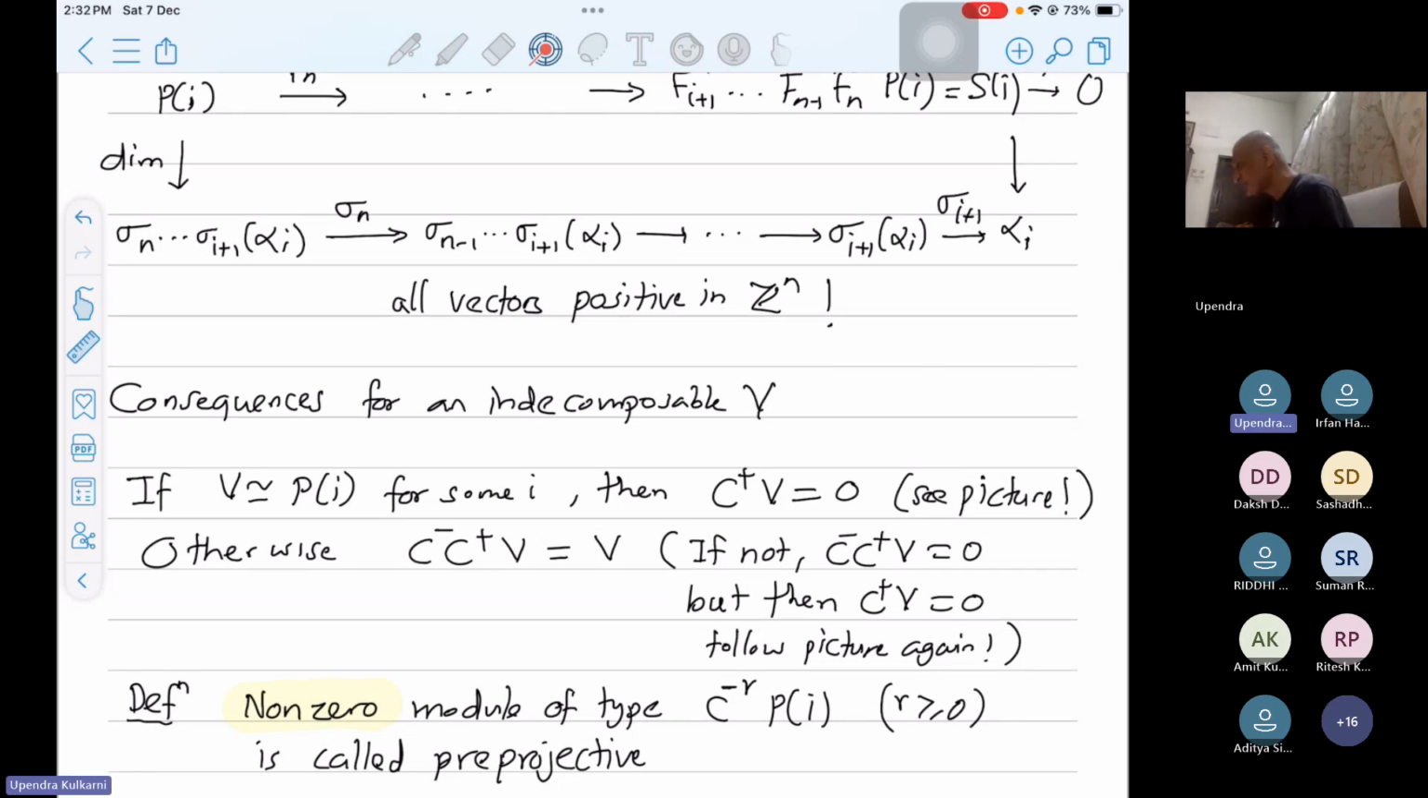So what this tells me is that if I apply this Coxeter functor, the positive Coxeter functor, to an indecomposable projective, I'm going to die. So the interesting thing to do is to apply the negative Coxeter functor and see what I get. So if I apply a negative power of a Coxeter functor, that is, if I apply C minus a certain number of times to a principal projective, then every non-zero module that I get of this type is called a preprojective.